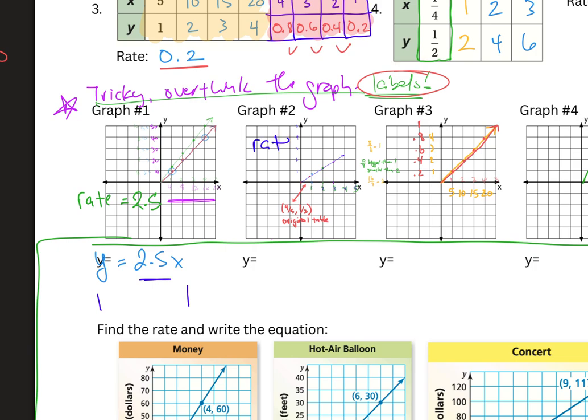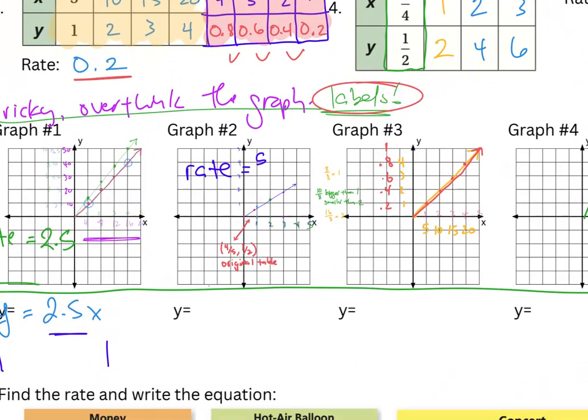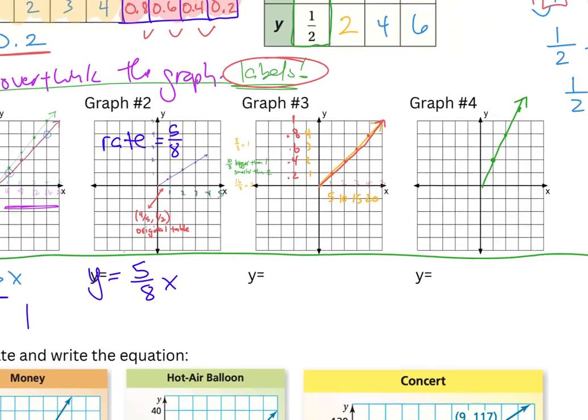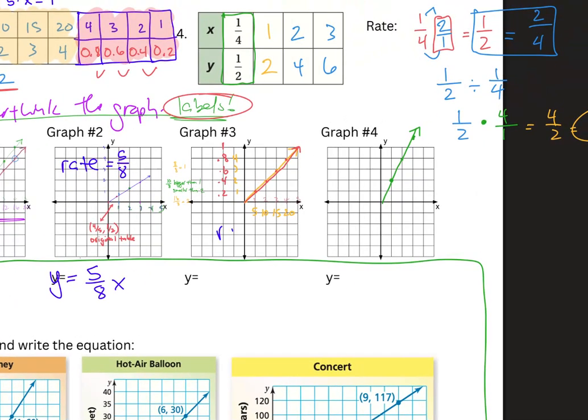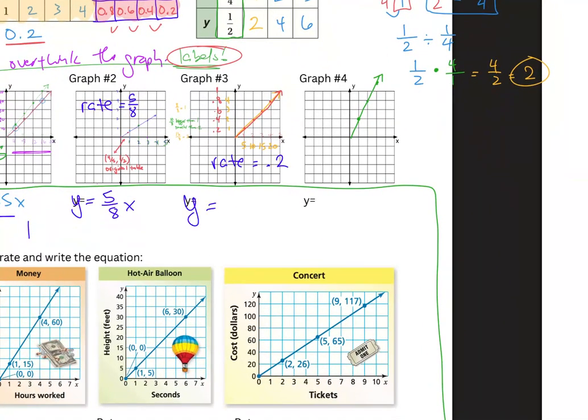The rate on this one, what was it? I don't even remember. It was 5/8, which seems so gross. So here's our equation, y equals 5/8x. The rate on this one was 0.2, right? So here's our equation, y equals 0.2x. And then our rate on this one was 2. So our equation is y equals 2x.